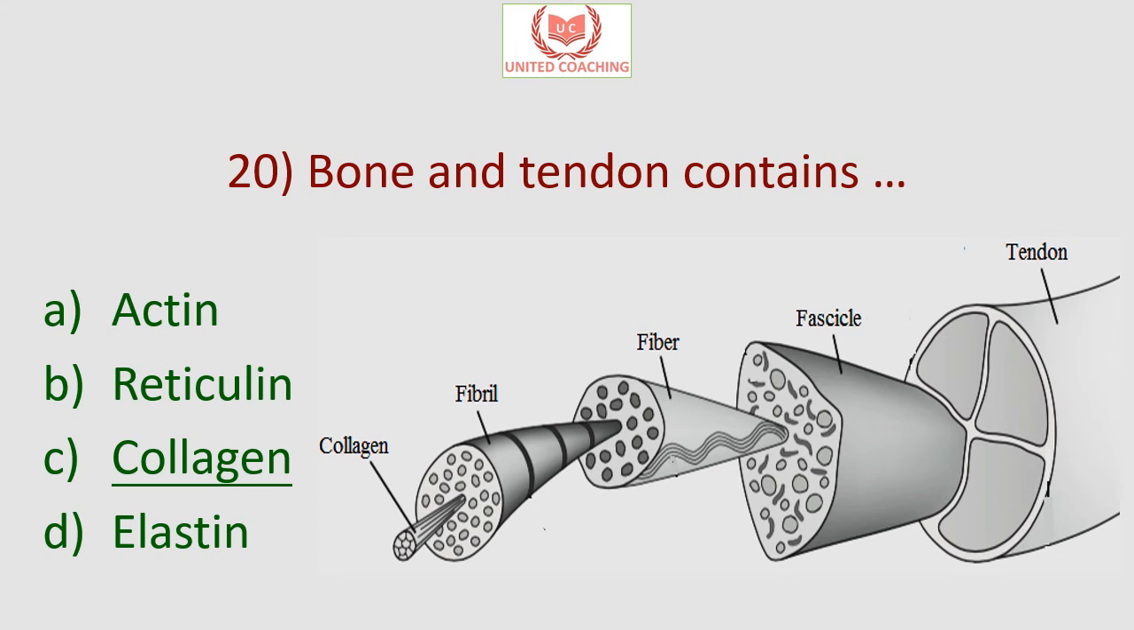Whereas reticular connective tissue is found around the kidney, liver, spleen, lymph nodes, etc. And reticulum itself means a network or net-like or mesh-like structure. So obviously the reticular fiber would be found in organs where they have a lot of mesh-like internal structure. So the answer to this question, that bones and tendons contain, is collagen.